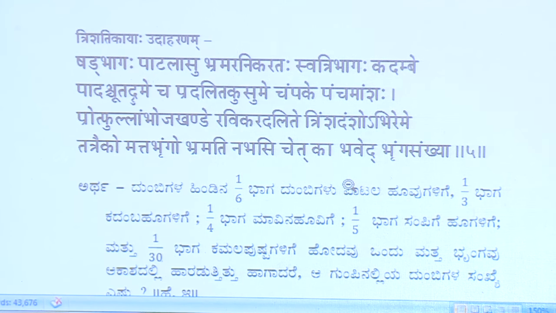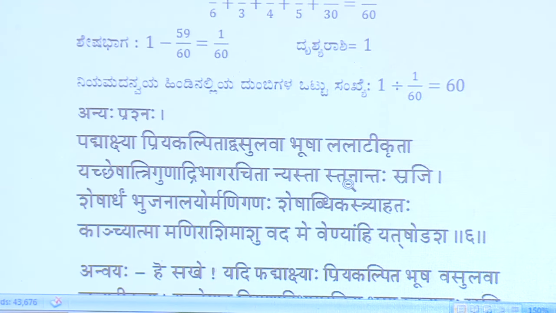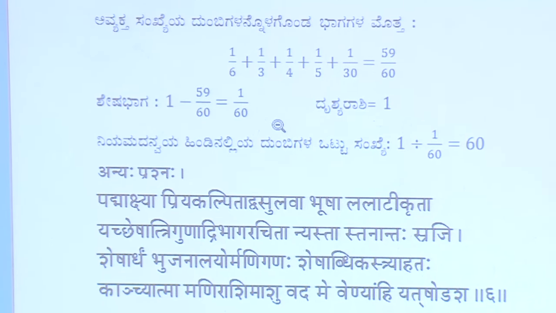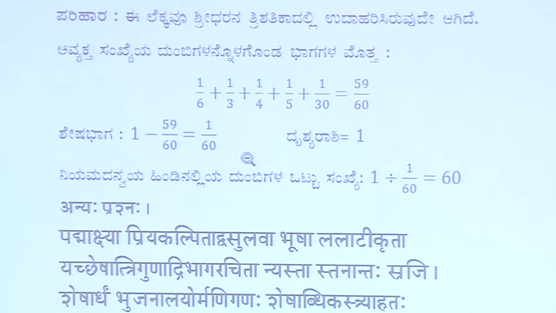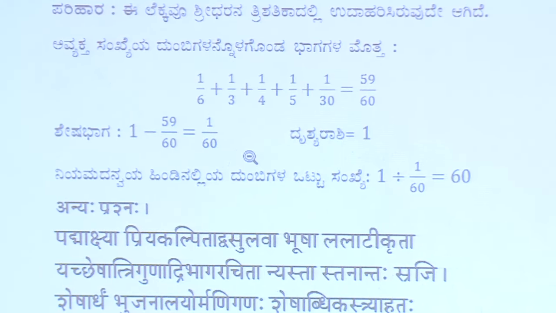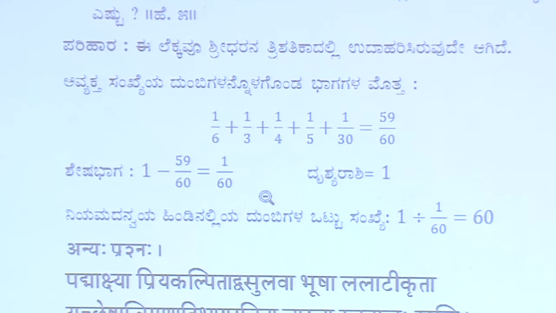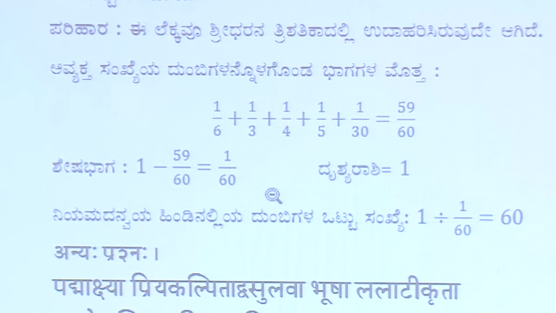The same process is to be adopted. Its solution: 1/6, 1/3, 1/4, 1/5, and 1/30. It works out to 59 by 60. The remaining part is only 1 by 60. The remaining part is only 1. So 1 by that part will be 60. There were 60 bees.